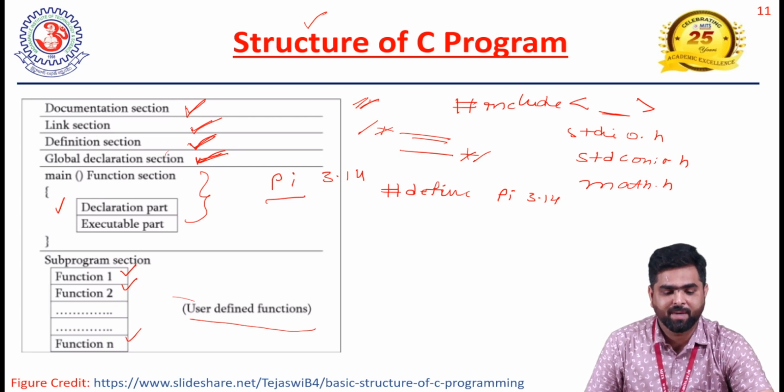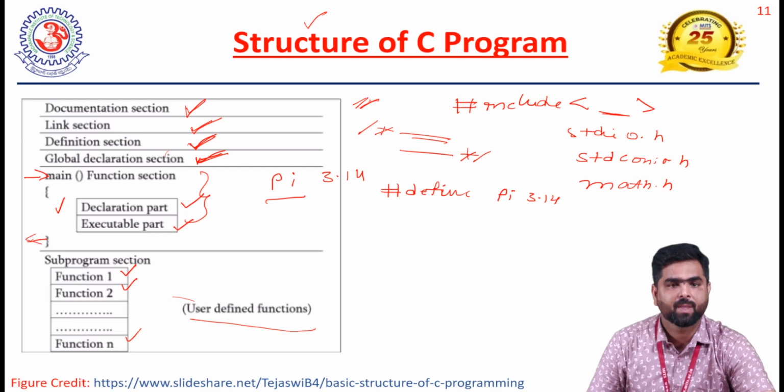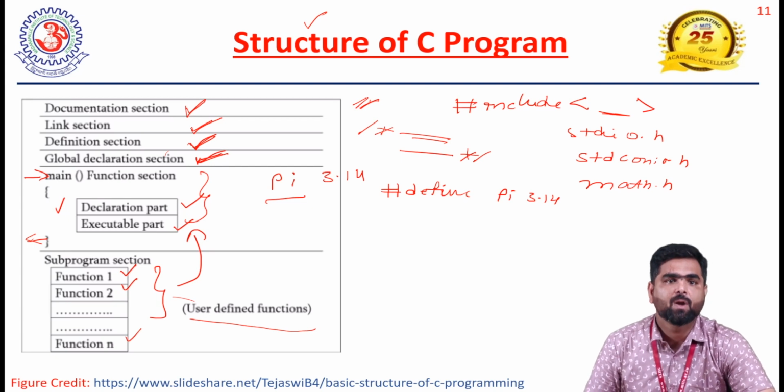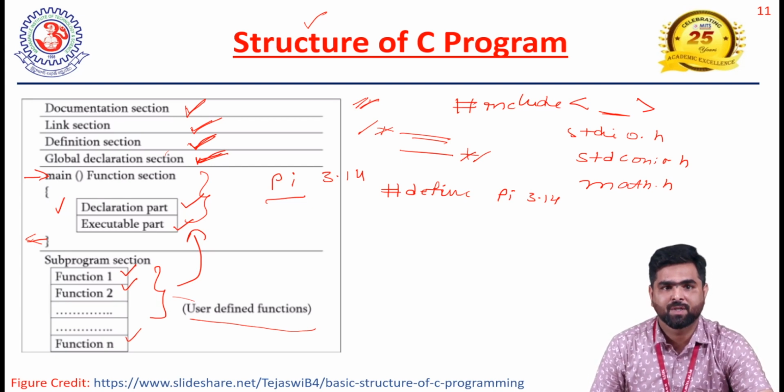When it comes to the main function, inside the main function we have the declaration part as well as the executable part. The execution always starts from the main function and ends with the main function. Then we have the subprogram section, where we have the user defined functions. All these functions are called in the main function as per the requirement. So this is about the structure of a C program. If you observe, we have several sections like documentation section, link section, definition section, global declaration section, main function as well as sub functions.